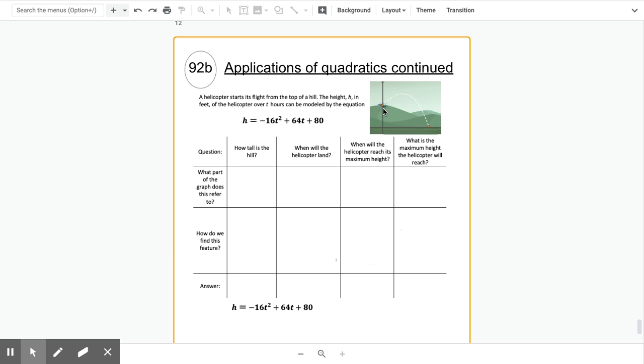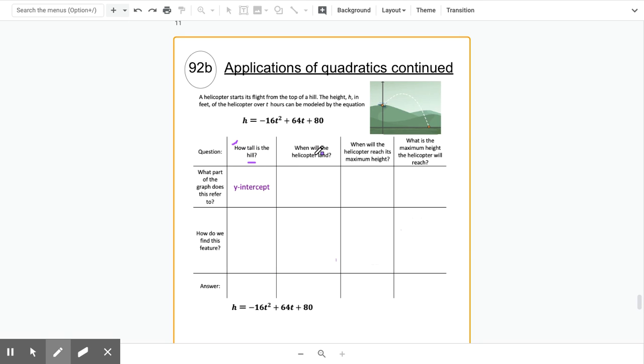If I look at the hill over here, the top of the hill is right here. Well, what point on the graph are we referring to right here? That would be the y-intercept. What is the clue that's telling us to use the y-intercept? Well, when they ask how tall the hill is, where we're starting. It starts its flight from the top of the hill. So that means this question is actually asking for our initial value, right?